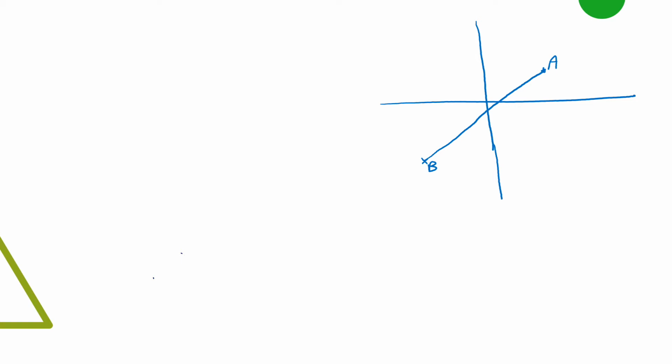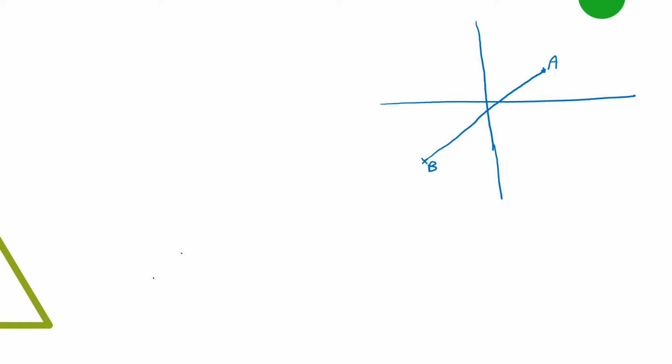So to find the length of a line or a distance between 2 points, let's start with an example so we understand where it is coming from. So assume that's our point A and that's our point B, and we want to find the distance between 2 points, or the length of AB.